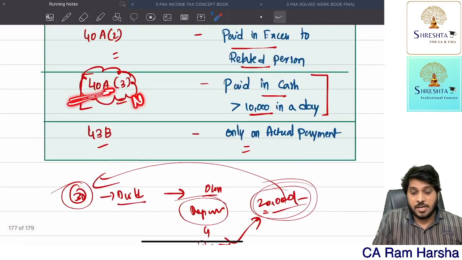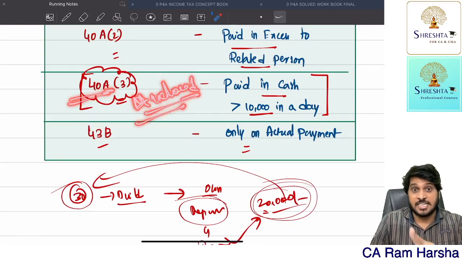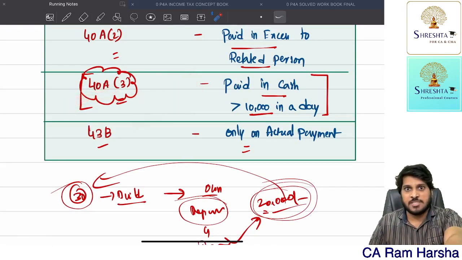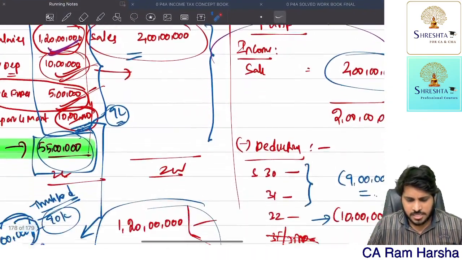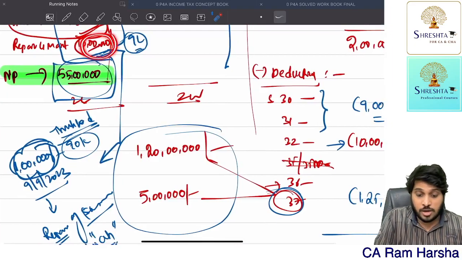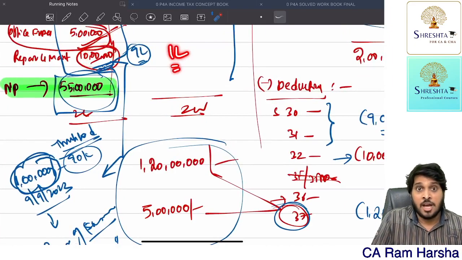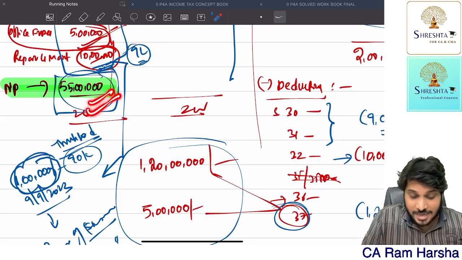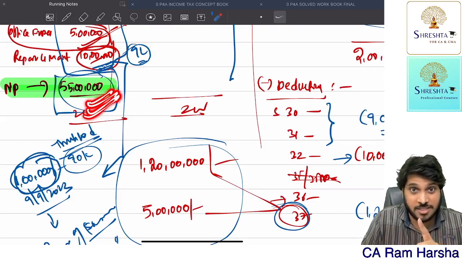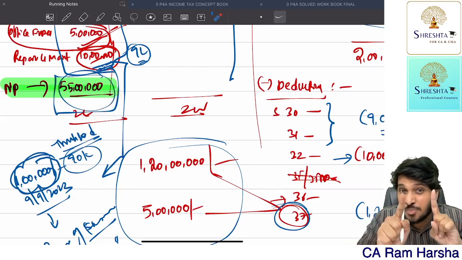Section 40A subsection 3 says it is disallowed. It is not admissible. The section says it is inadmissible. Out of 10 lakhs, how much is inadmissible? 1 lakh. Means how much is permitted? 9. But tell me, for calculating this 55 lakh profit in the P&L account, how much did we reduce?